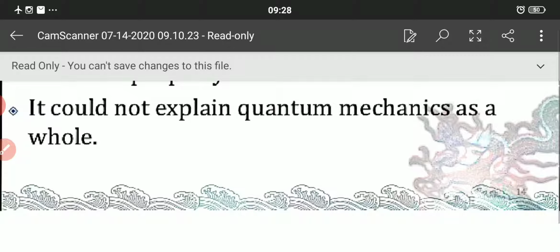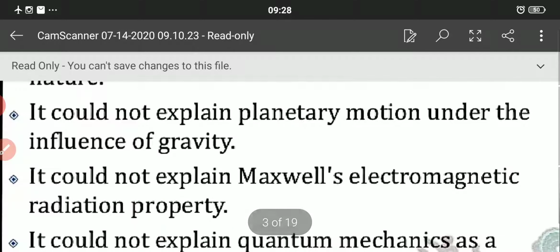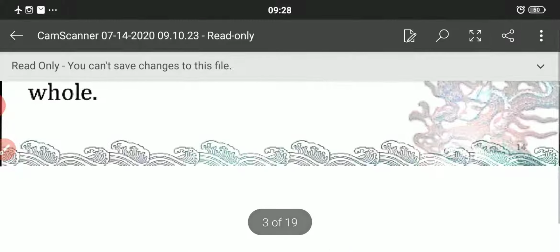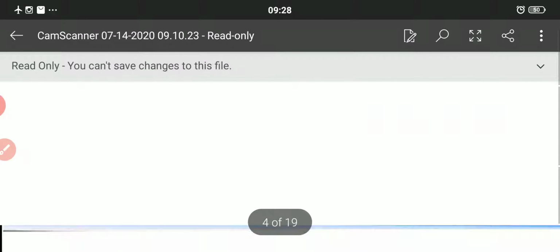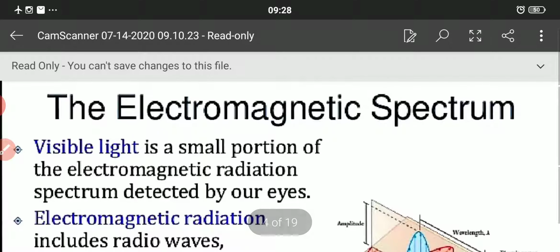You just remember the drawbacks only: it could not explain quantum mechanics, it also can't explain Maxwell electromagnetic radiation, and also the motion under the influence of gravity and gravitational force in nature. So these are the drawbacks of the Rutherford model. Now let me discuss the electromagnetic spectrum.